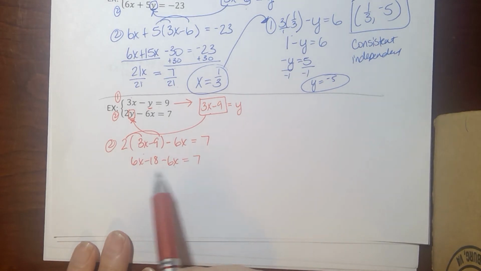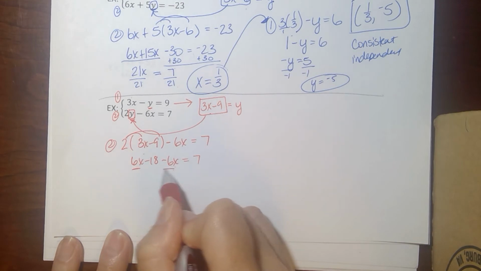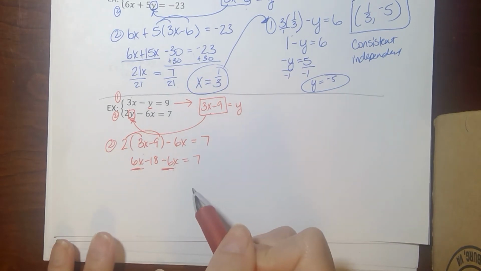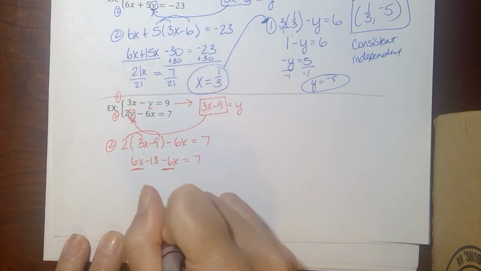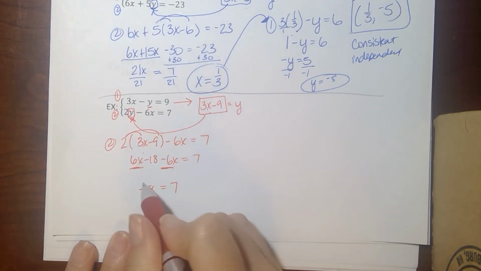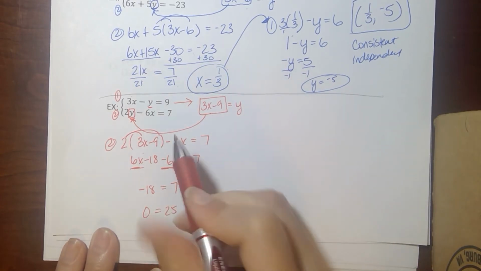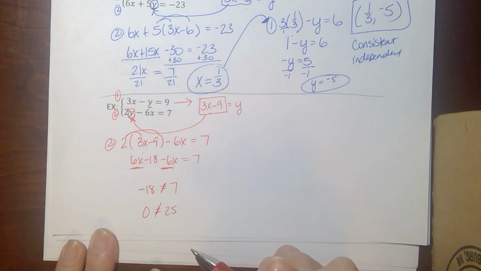Simplify by combining like terms. Well, 6x minus 6x, those are opposites. They add to 0. That leaves me with negative 18 equals 7. Or if I had moved that 18 over, I would have 0 equals 25. Either way, that's not true.